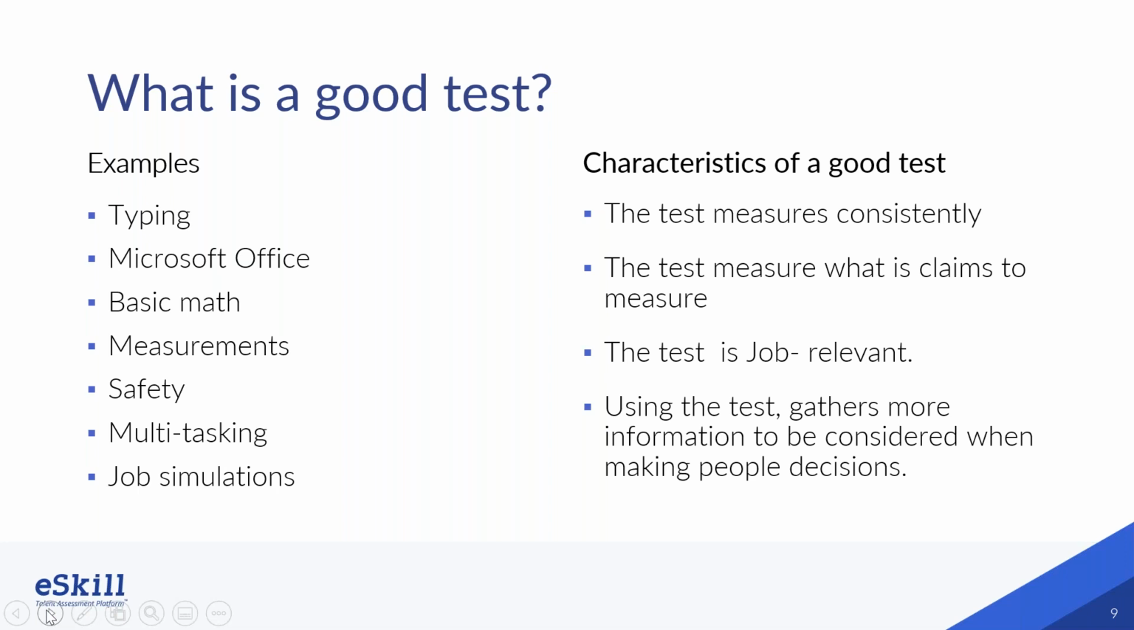That's number one. Number two, there are examples of all kinds of different things that you can test for. At eSkill we have over 500 different subjects. So examples are typing, Microsoft Office, basic math, measurements, safety, multitasking, job simulations, the things that we've talked about earlier. We want to make sure it's job relevant, but then we want to make sure it measures consistently. It measures what it's claiming to measure.